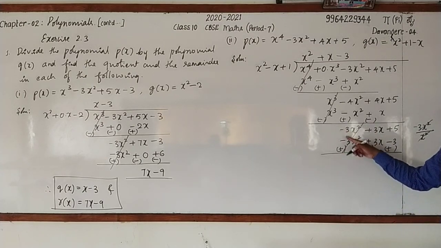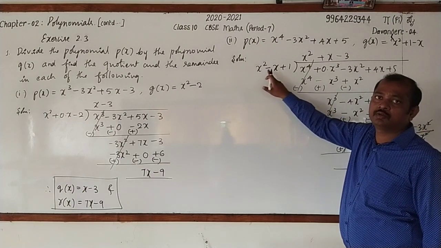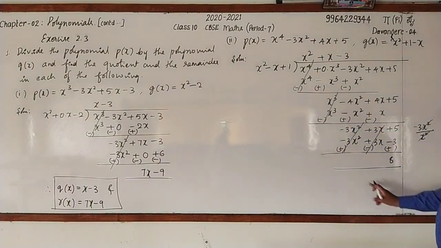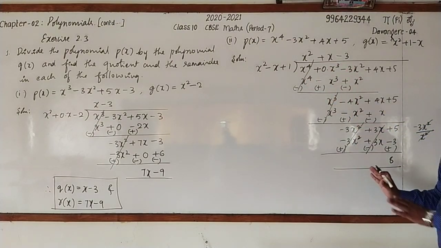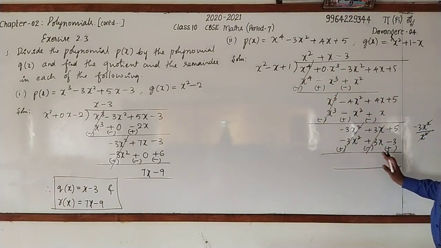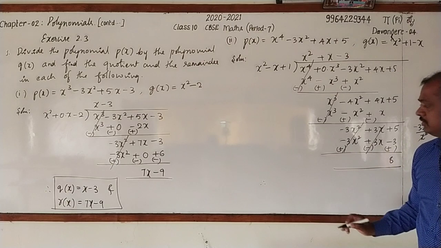Same terms with a different sign. Same terms with a different sign. Now 5 plus 3, it is 8. It is a constant polynomial. What is its degree? 0. What is the degree of the divisor? 2. So degree of the remainder is less than the degree of the divisor. Hence, you can stop that division process. Okay. Now let us write the quotient.